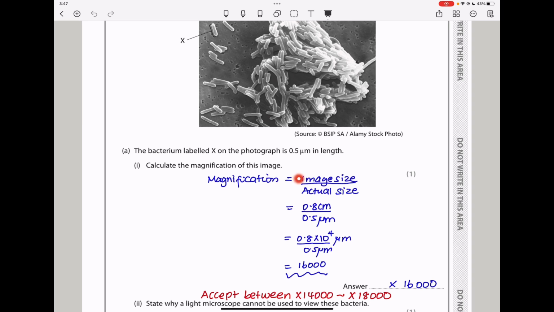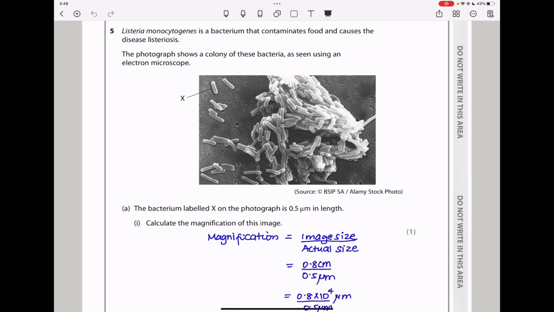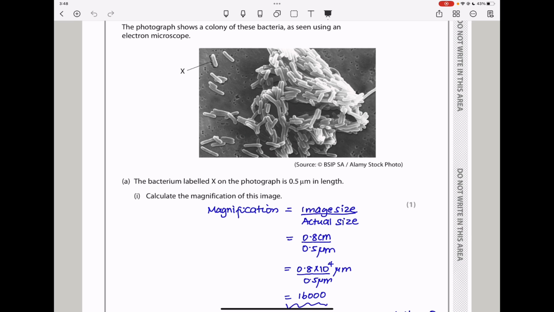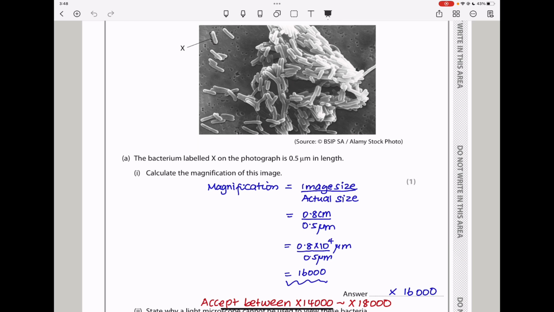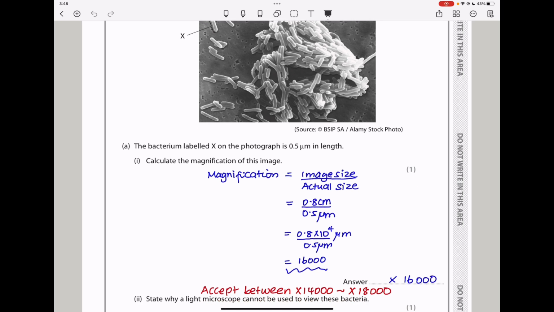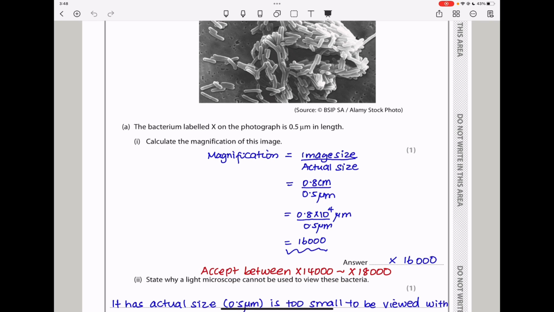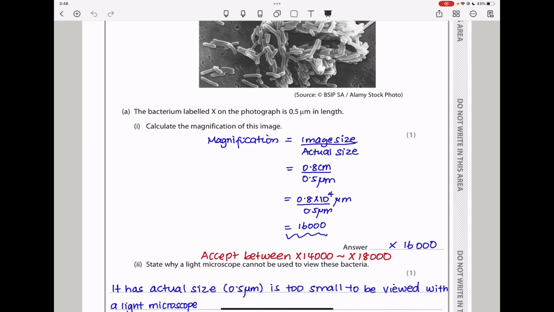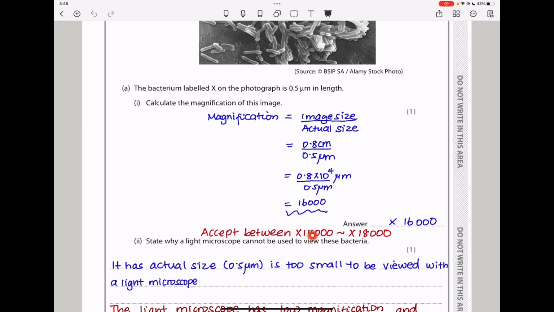So we know magnification should be image size divided by the actual size. All we needed to do is to measure that length X. When I used a ruler, the length X was approximately 0.8 centimeters, although to some it could be 0.75 centimeters, so about 0.75 to 0.8 centimeters. Since this is my image size, and my actual size is 0.5 micrometers, I have to convert this into micrometers. To do that, you multiply by 10 to the power 4 to convert centimeters into micrometers, and my final magnification was 16,000. So the answer should be times 16000. The acceptable answer should be between times 14000 to times 18000.